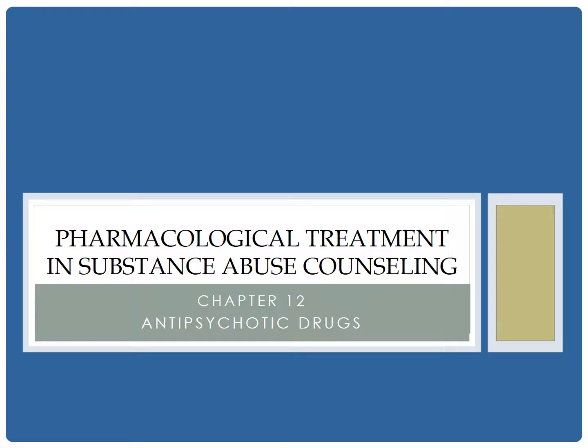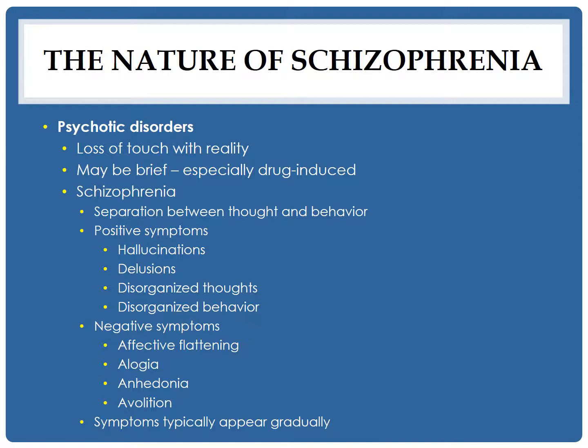This week in our course, we are up to Chapter 12 on antipsychotic drugs. We are focusing on schizophrenia. The antipsychotics are the primary treatment for schizophrenia, as well as other psychotic disorders. We're focusing on schizophrenia, but the treatment applies across psychotic disorders in general.